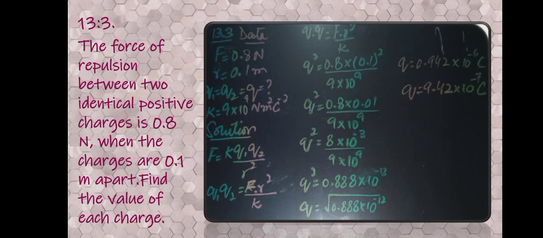Let's write the data first. Force is 0.8 newtons, distance is 0.1 meters. Now you have to check whether the units are SI or not. It is SI unit, meters, so we can use it as it is. As it is also given that they are identical charges, there is no need to write 1 and 2 with the charges. We can easily replace them with the symbol Q. That's why we have written Q1 equals Q2 equals Q, meaning we can replace both Q1 and Q2 with only Q.